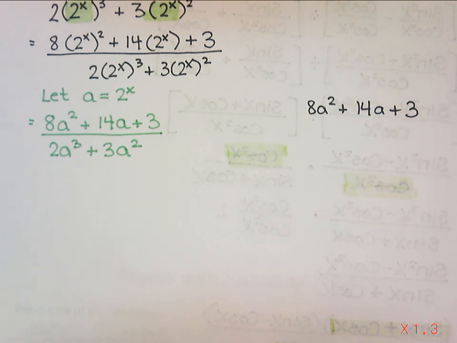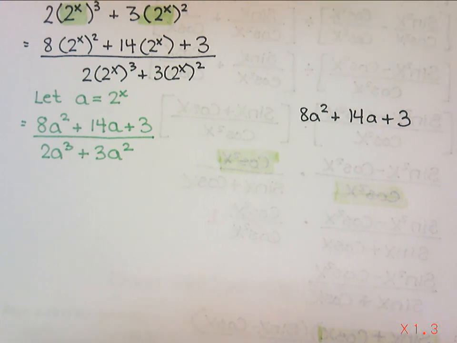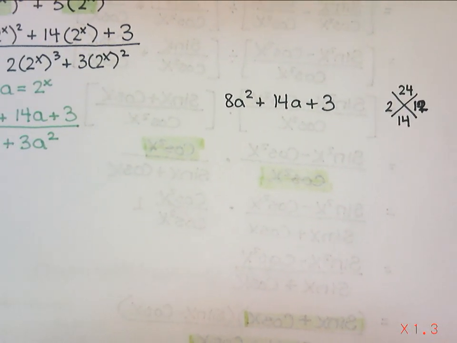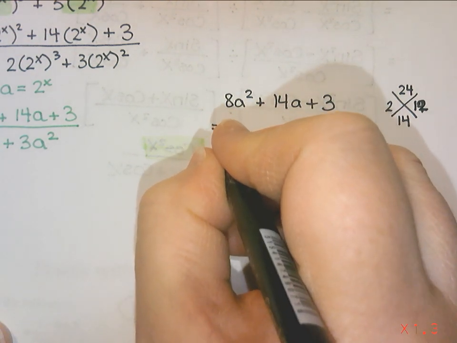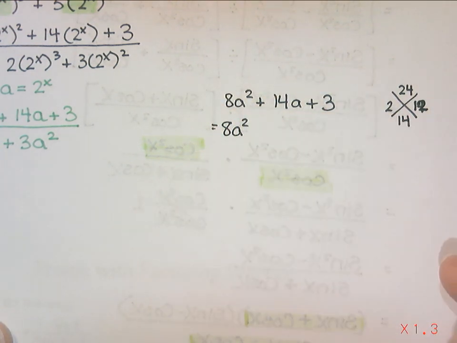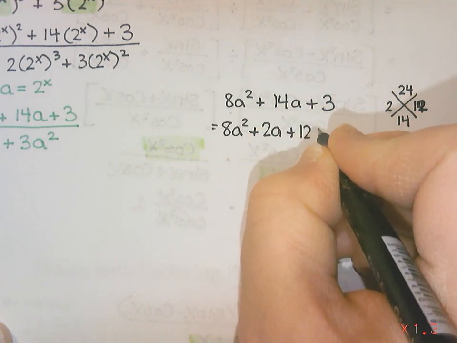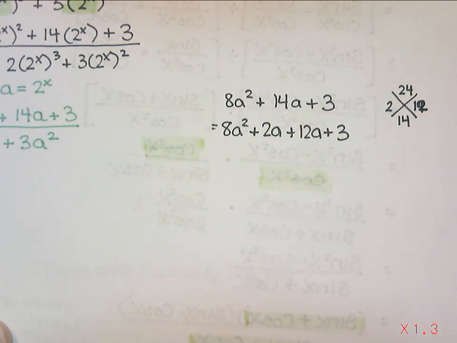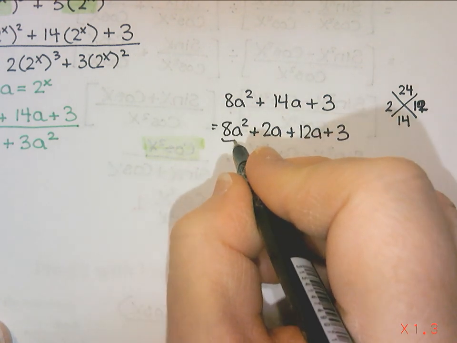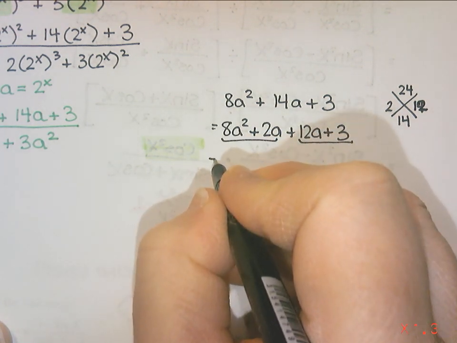We're going to use decomposition. 1 and 24 does not work. I can make a 25 or a 23 with those. 2 and 12, I could get a 14 if I add 2 and 12 together. So we're going to do, you can't see that part. Sorry about that. We're going to do 8a squared. I think the 2 would go better with the 8. So plus 2a plus 12a plus 3. I'm going to group the first pair. They divide by 2.